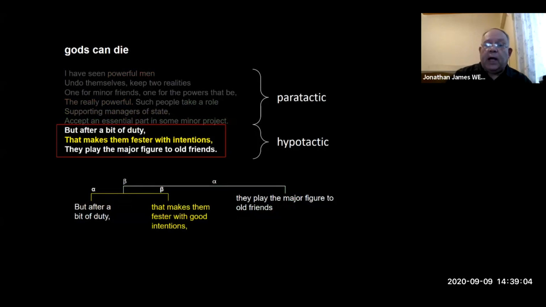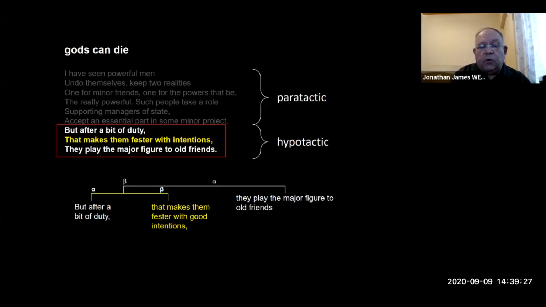Now there's the foregrounding. But after a bit of duty that makes them fester with intentions, they play the major figure to old friends. There's hypotaxis. After a bit of duty. And then another clause that makes them fester with intentions, hypotaxis. In other words, the asymmetry is what stands out.